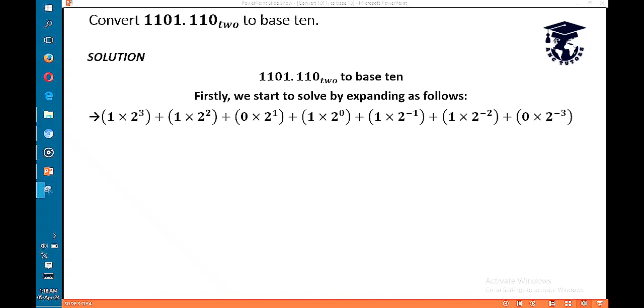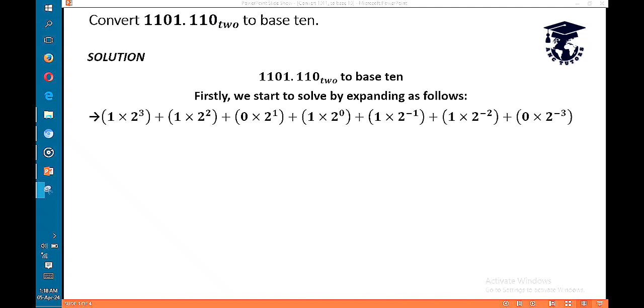Just like we've been expanding in the previous question, we take each of the digits of the number we are given and multiply it by the base, which is 2. So the first digit is 1 times 2, the second digit 1 times 2, the third digit is 0 times 2, the fourth digit 1 times 2, the fifth digit 1 times 2, the sixth digit 1 times 2, and the last digit is 0 times 2. So we multiply each of these digits by the base, which is 2. How then do we introduce our powers?